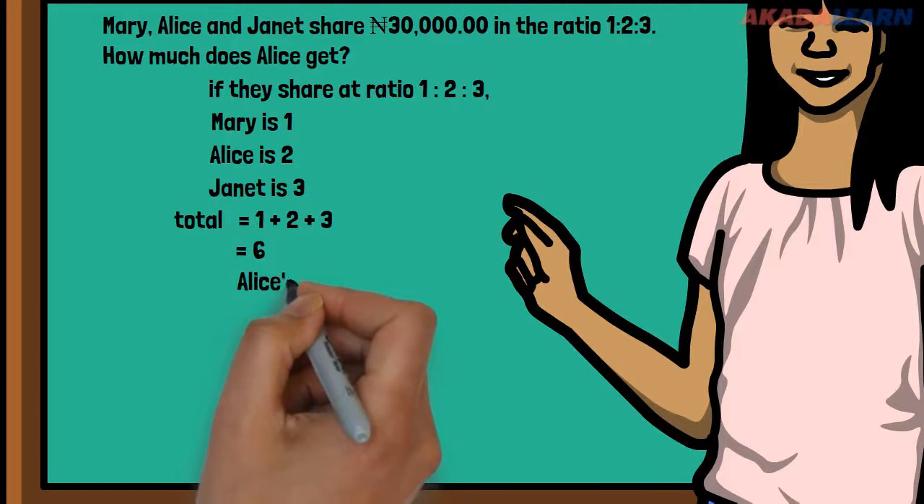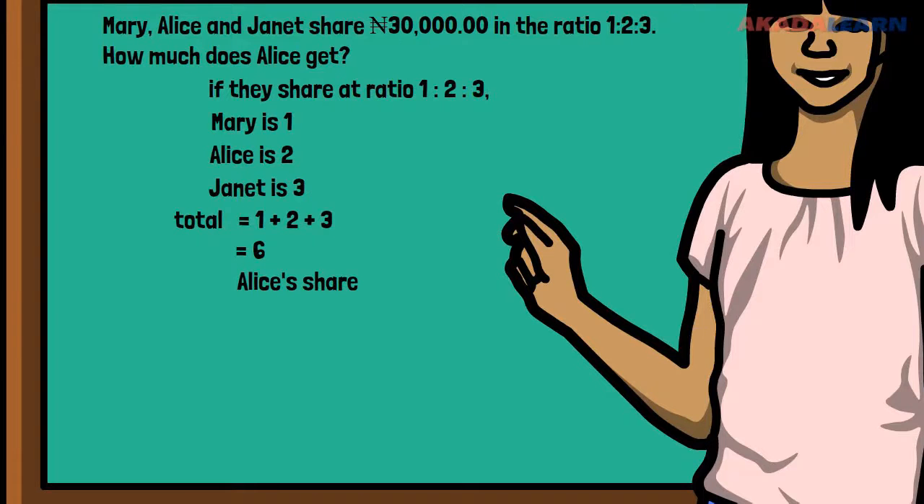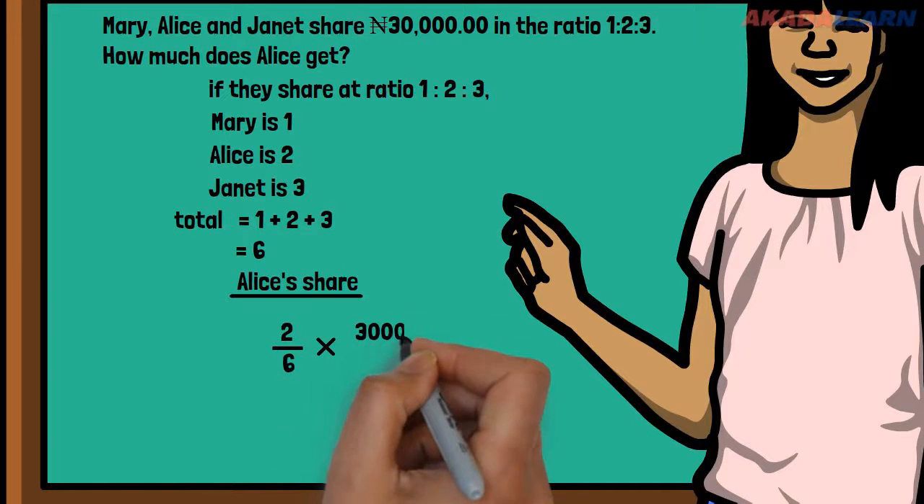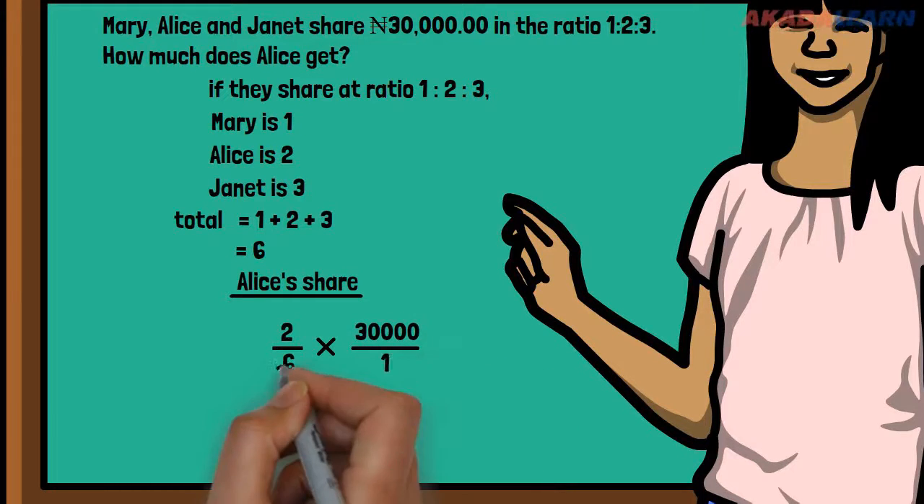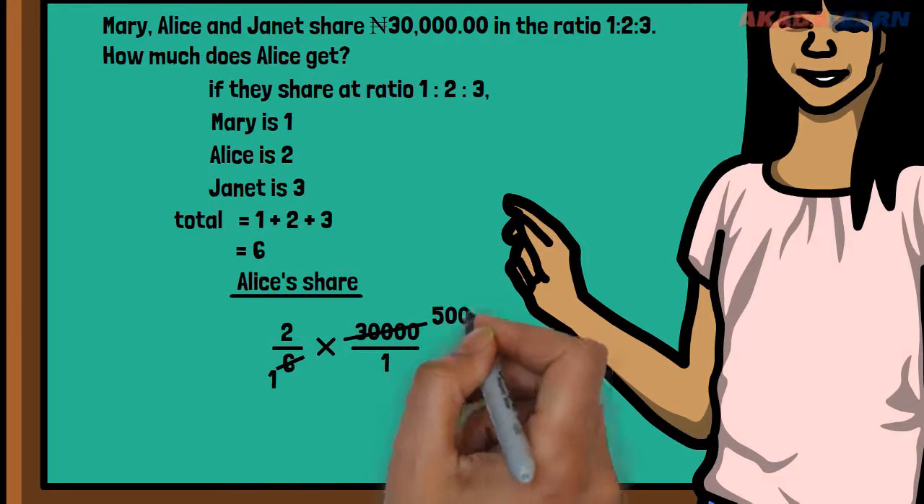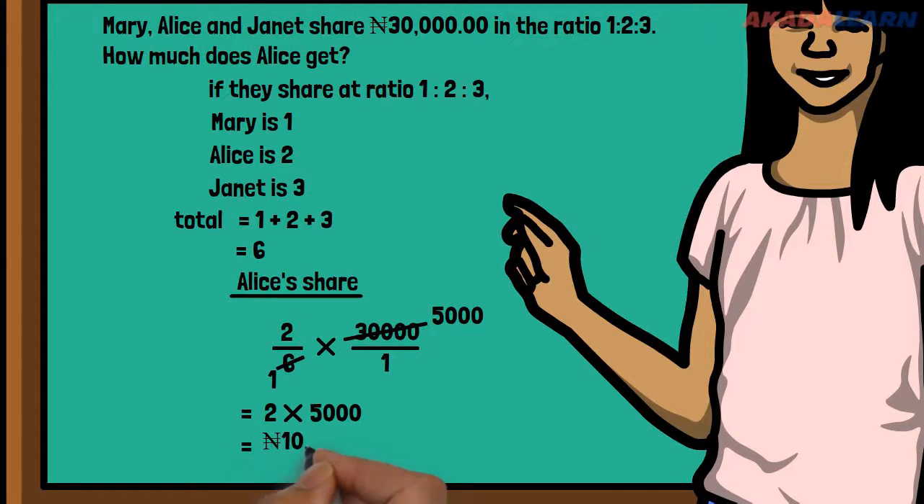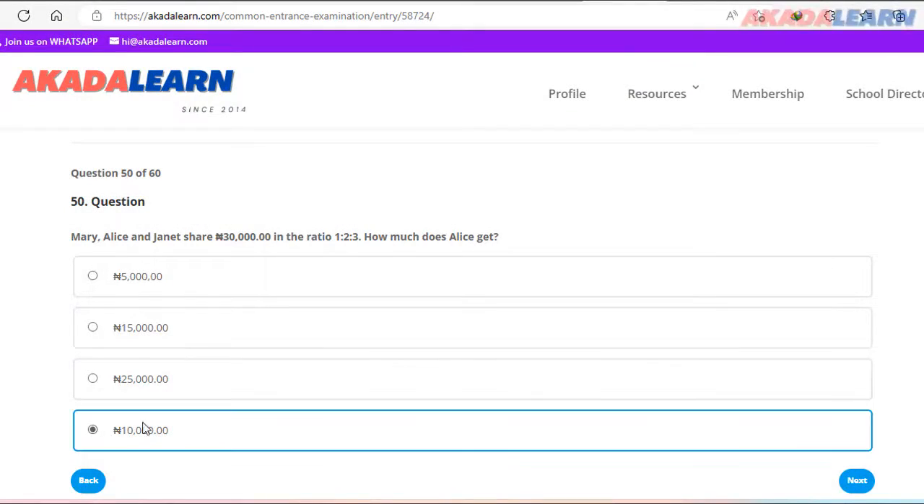Alright, so let's calculate Alice's share. Her share will be, because Alice we know is 2, 2 over 6 times 30,000 over 1. 30,000 divided by 6 is 5,000, which equals 2 times 5,000, which is equal to 10,000 naira, which is our final answer. So we can see the answer is 10,000 naira, which is this option here.